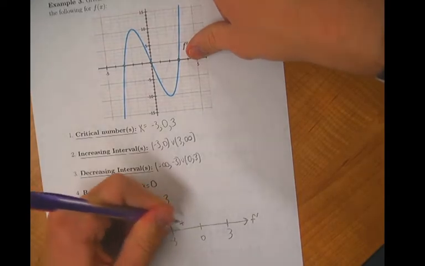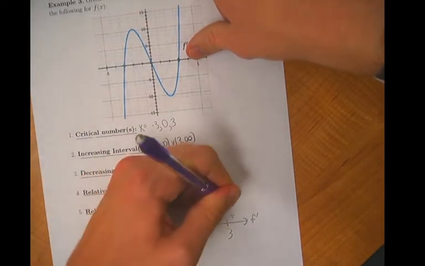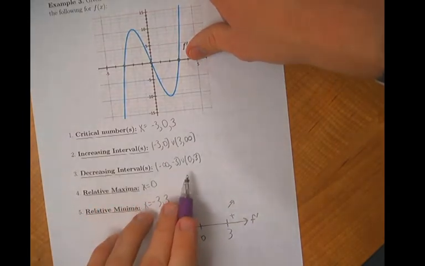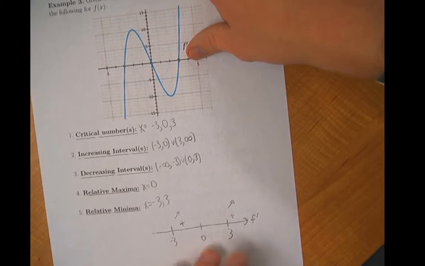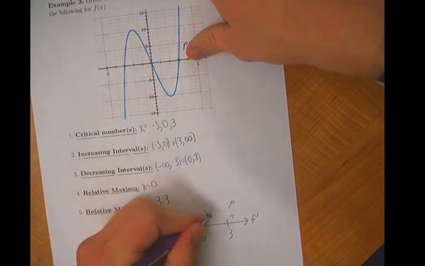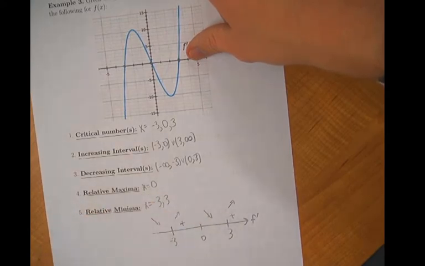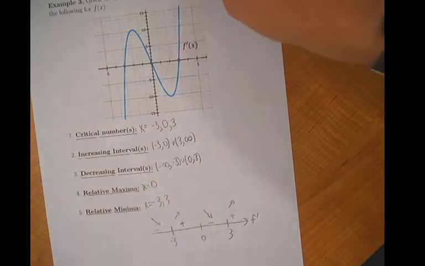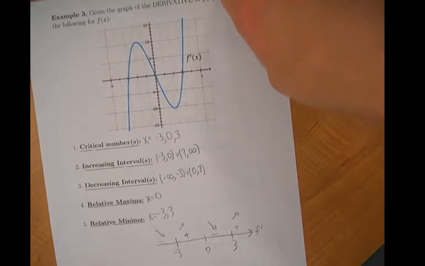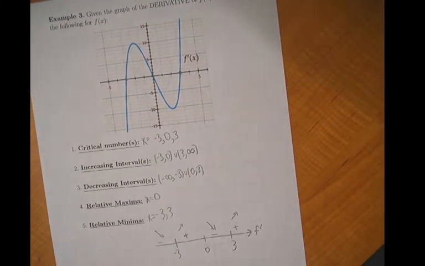So we have positive here, increasing, increasing. And the decreasing intervals are going to be from negative infinity to negative 3, and then 0 to 3. So we have decreasing here. Okay, so the first derivative will be negative. Okay, so that takes care of example 3.